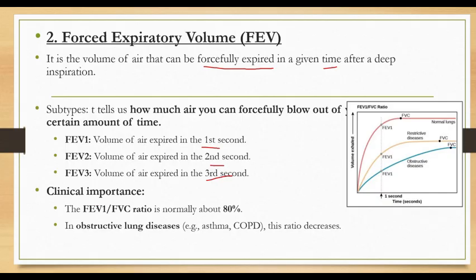Clinical importance. The FEV1 by FVC ratio is normally about 80%. In obstructive lung disease, that is asthma and COPD, this ratio is decreased.